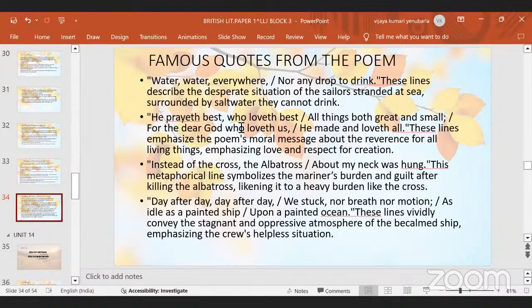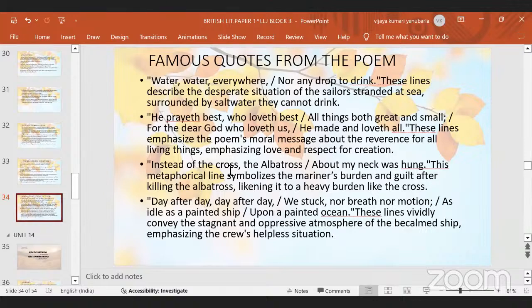He prayeth best who loveth best, all things both great and small, for the dear God who loveth us, He made and loveth all. These lines emphasize the poem's moral message about reverence for and respect for creation, either good, big or small.